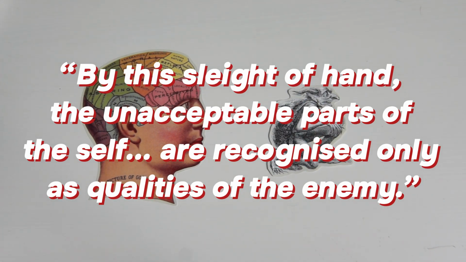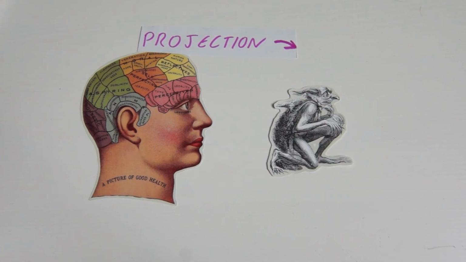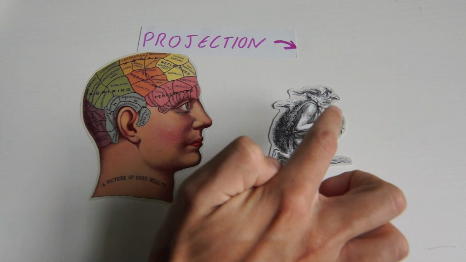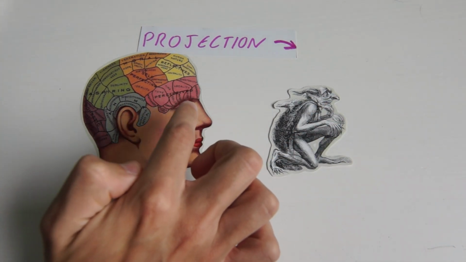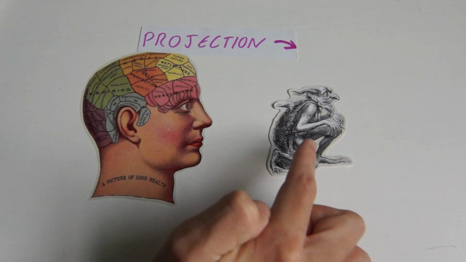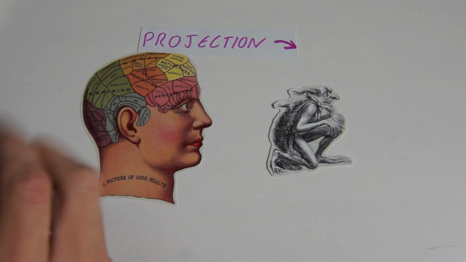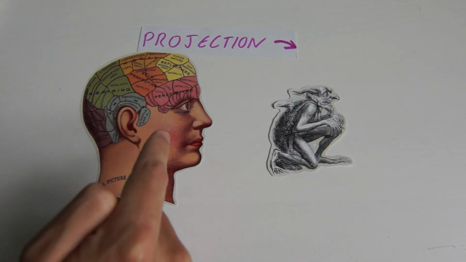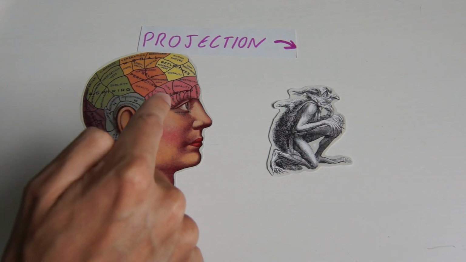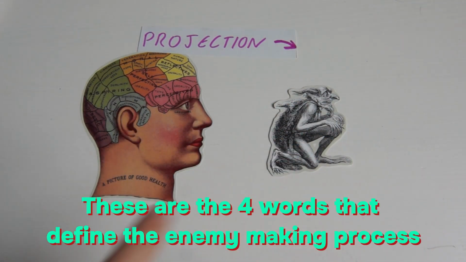the unacceptable parts of the self are recognized only as qualities of the enemy. So through projection, we are avoiding a confrontation with our own shadow. But the more we deny this repressed part of ourselves, the more it will show up in the other person. I can see that there's unfairness, unkindness, and arrogance in the world, but I treat people fairly, with kindness, and I'm very humble, so it can't possibly be me. It must be them.